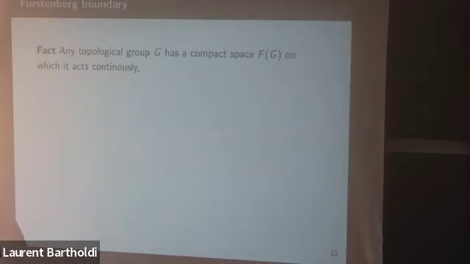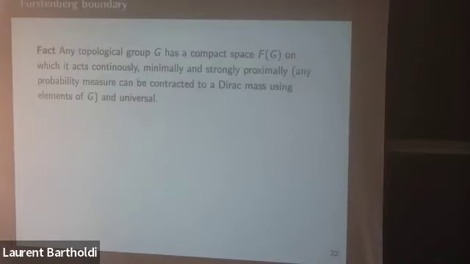I want to say a few words about what the Furstenberg boundary is. We have seen one action on a compact space. Now, there could be many actions on compact spaces, but there are some universal ones. And here I will speak about the Furstenberg boundaries. For any topological group, there is one compact space on which the group acts continuously with the following properties. The action is minimal: there is no non-empty closed invariant subspace. And the action is strongly proximal, which means that all probability measures can be compressed to a Dirac mass with elements of the group.